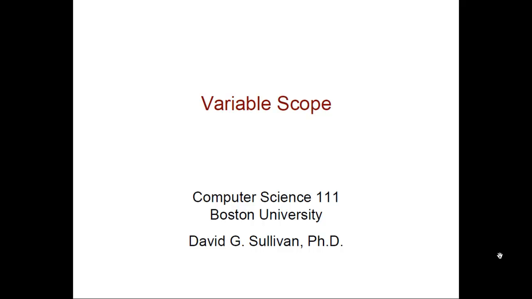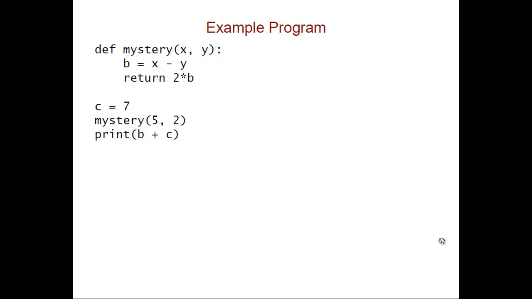The scope of a variable is the portion of the program in which the variable can be used. To illustrate what this means, we're going to use this example program. We're assuming all of this code is in the same Python file.